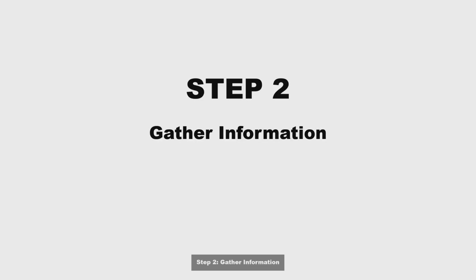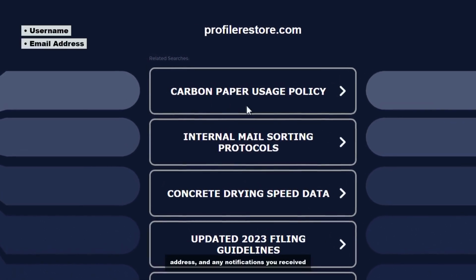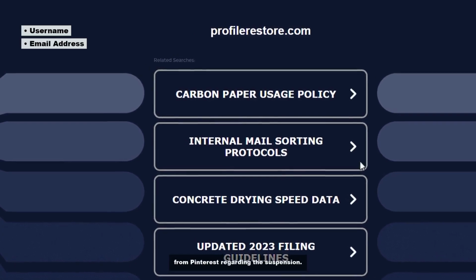Step 2. Gather information. Collect any relevant information about your account, such as your username, email address, and any notifications you receive from Pinterest regarding the suspension.